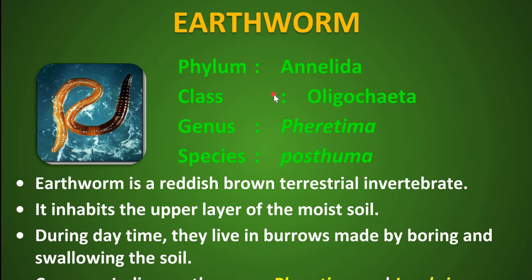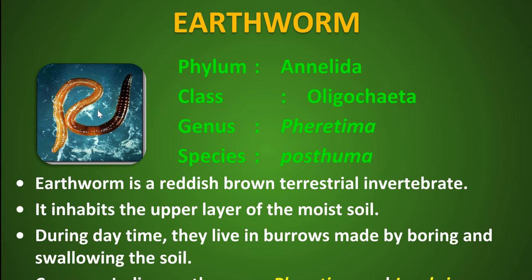Now let us study about the morphology and anatomy of an earthworm. So earthworm belongs to the phylum Annelida. They are annelids. They belong to the class Oligochaeta, genus Pheretima, species posthuma. Earthworm, as we all know, is a reddish-brown terrestrial invertebrate. Invertebrate means it does not have a backbone.